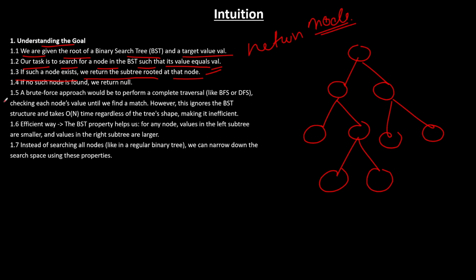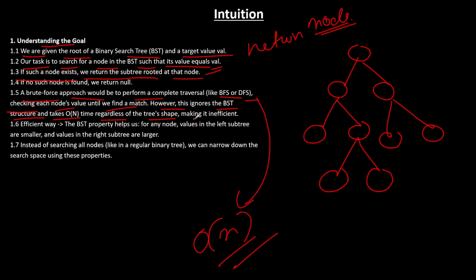So what a brute force approach could be, if you don't know the concept of BST or how to iterate in a BST, would be to perform a complete traversal using BFS or DFS. We know that BFS and DFS take O(n) time complexity in the worst case, checking each node's value until you find a match. However, this ignores the BST structure and takes O(n) time regardless of the tree shape, making it inefficient.